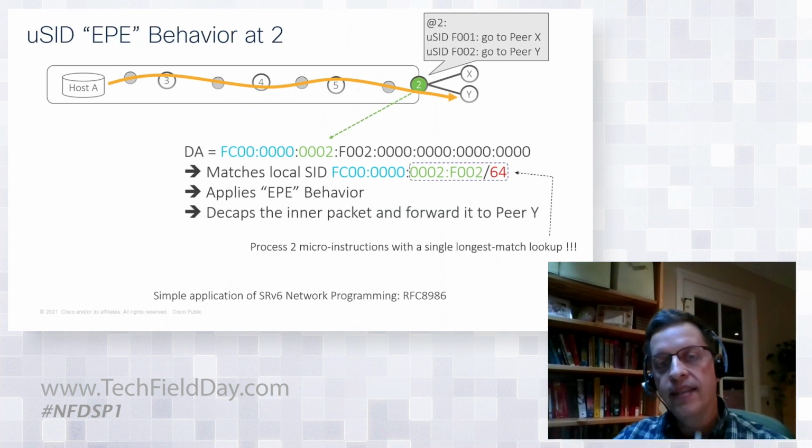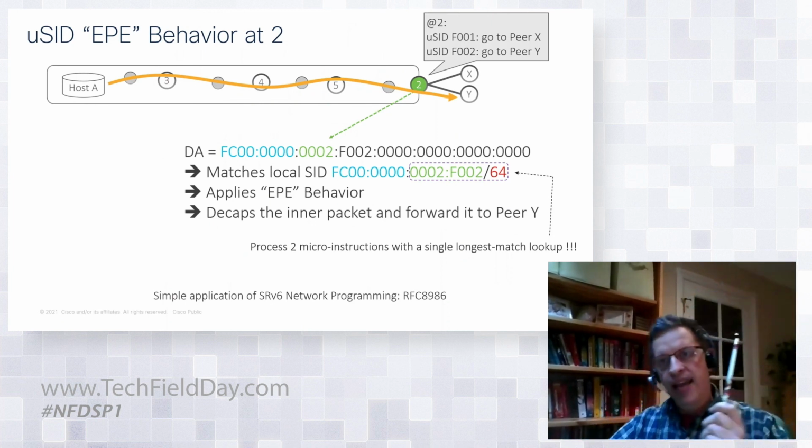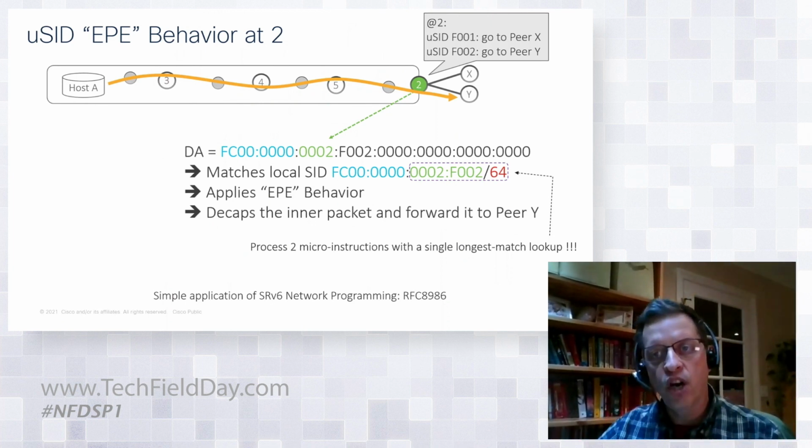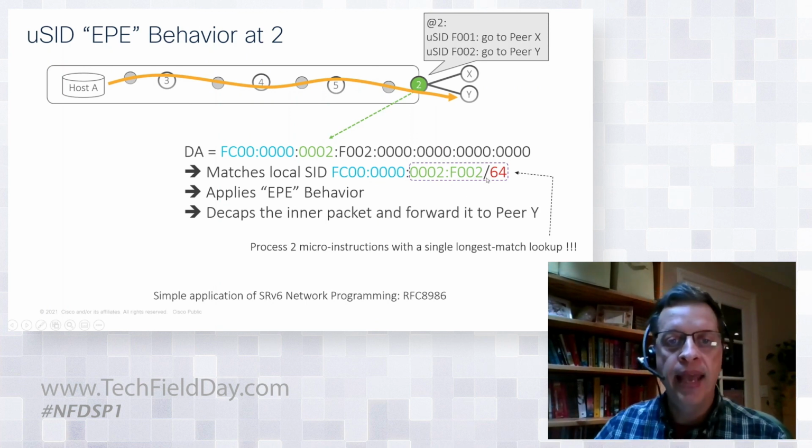Now, router number 2, this is important. Router number 2 is attracting traffic, and he's also doing service termination. What he's going to do is, in one lookup, he's going to be able to parse 2 instructions. The instructions that are come to me and the instruction F002. So here I have a /64 that I'm going to be applying in order to realize my end goal of EPE behavior.